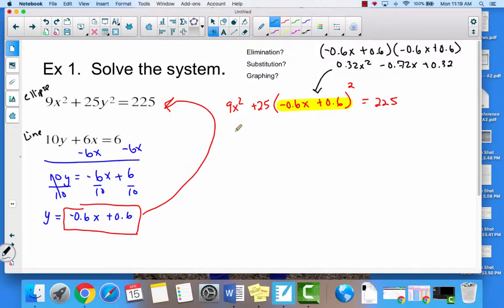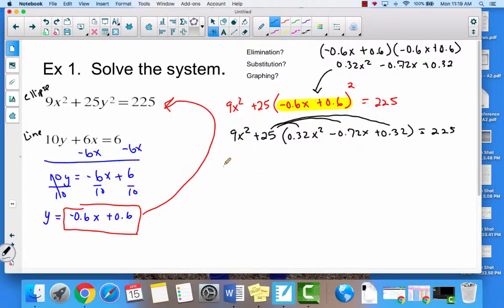All right, so if I rewrite this, I'm going to have 9x squared plus 25 times (0.32x squared minus 0.72x plus 0.32), and this is all still going to be equal to 225. Now that I've FOILed, I have an equation of all x's. So I'm going to distribute the 25 to what's in the parentheses, and that should get me a little bit nicer numbers. 9x squared plus 9x squared minus 18x plus 9 is equal to 225.